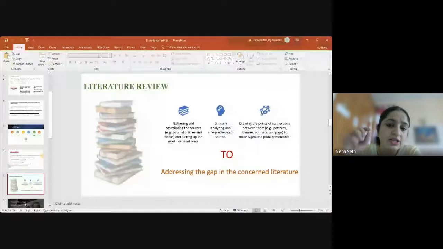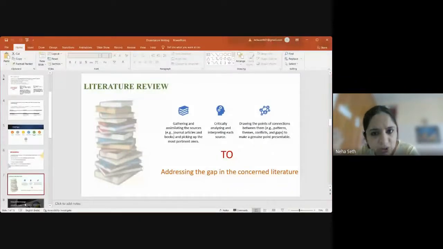Now based on these gaps, our objectives will form. The objectives of our research will form. Once we are done with the objectives, we will formulate the research questions. After this gap, certain research questions will arise. And from these research questions, you will find your research objectives. And just to fulfill these research objectives, you will formulate certain assumptions that are known as hypotheses.